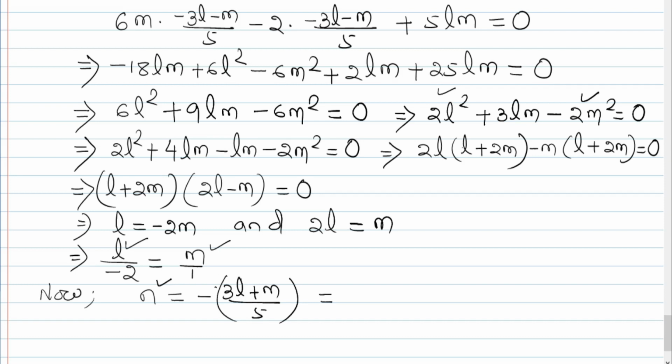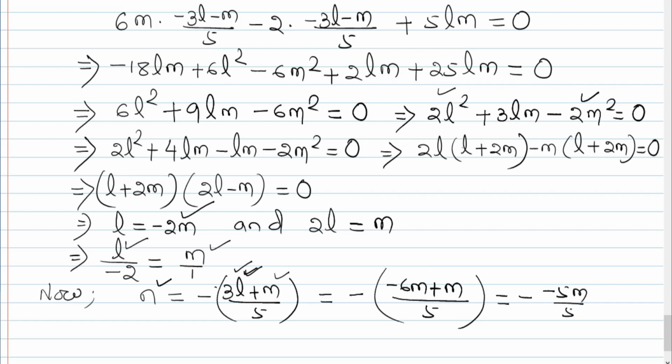Now put in place, n is equal to minus 3l plus m by 5. Here l should be substituted by this value, that is l is equal to minus 2m. So minus, that is minus 6m plus m by 5. Okay, so this is nothing but minus 5m by 5, so this is nothing but m. So n is equal to m, or in other words you can write n by 1 is equal to m by 1.